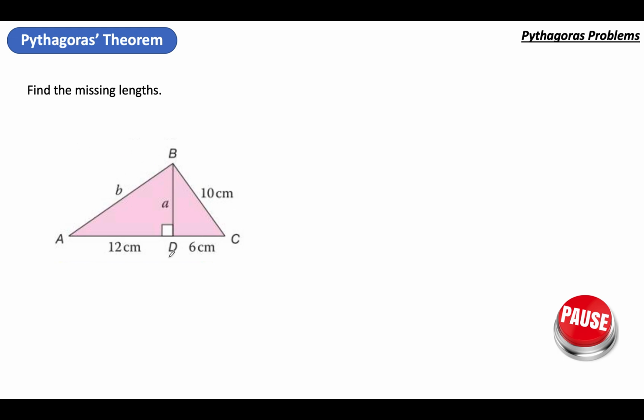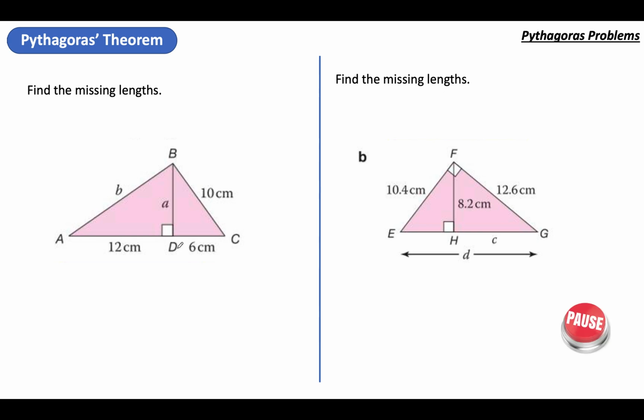Okay, missing lengths again. In fact, do you know what? I'm going to change my mind. No, I want you to do both of these. There you go. You've got a pause on. Have a go. I've changed my mind. I'm fickle. You've got to find the missing length. So I want you to find A and I want you to find B.